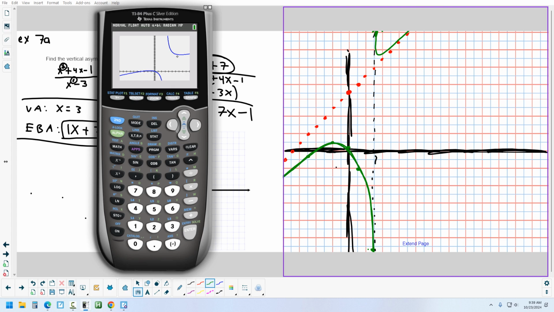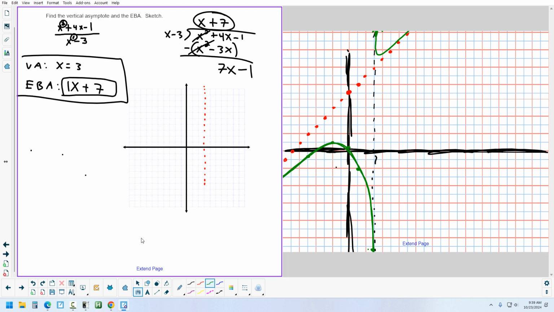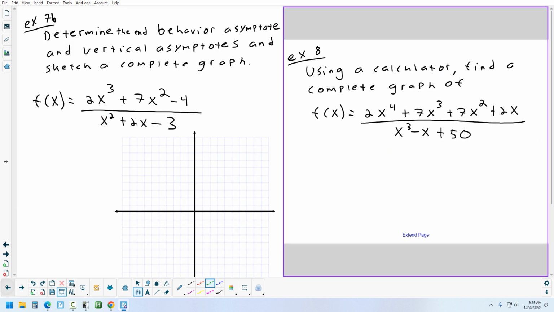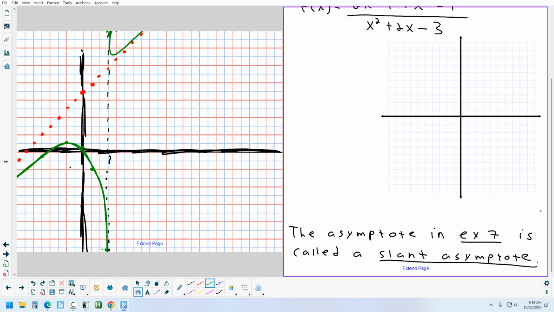It's called a slant asymptote. And did I write that down? Let me see. I think I might write it down on the next one. Yeah. So listen, you can write that down for the last problem we just did. I don't know if it was example 7. You could just say the asymptote in the last problem is called a slant asymptote.